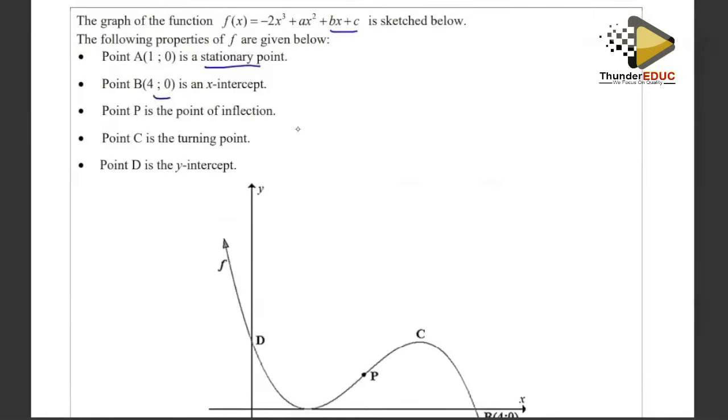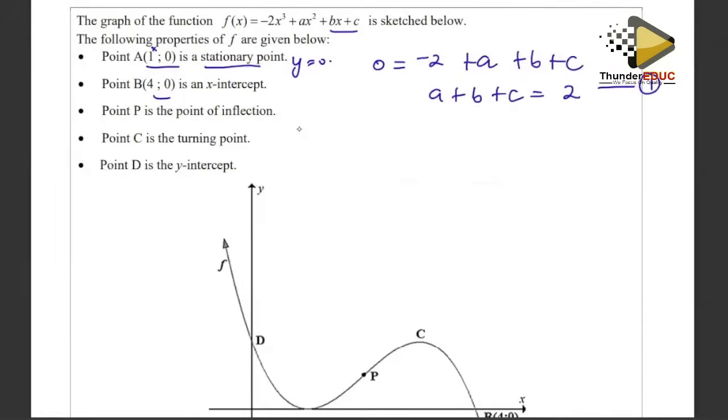So step number 1, let's try to use this. Along the x-intercept, y is going to be 0. We can just replace x with 1 and then see what's going to happen. So meaning that 0 is equal to negative 2 plus a plus b plus c. When I create an equation from there, a plus b plus c gives me 2.